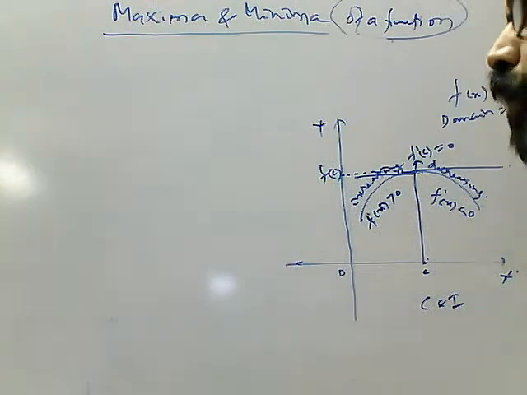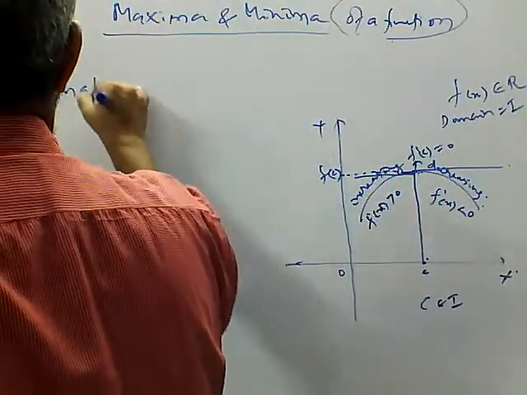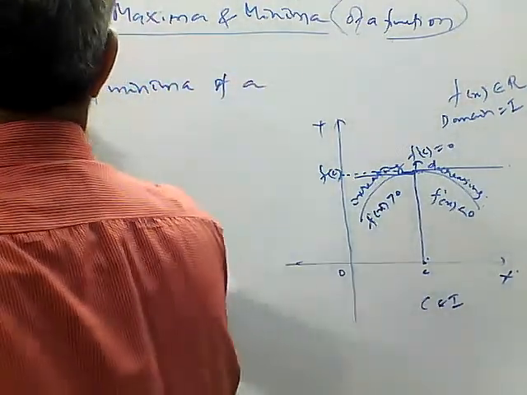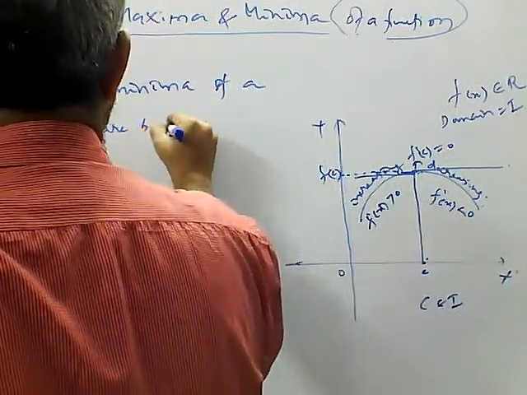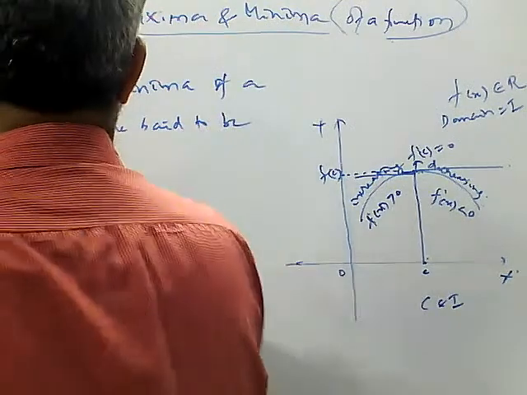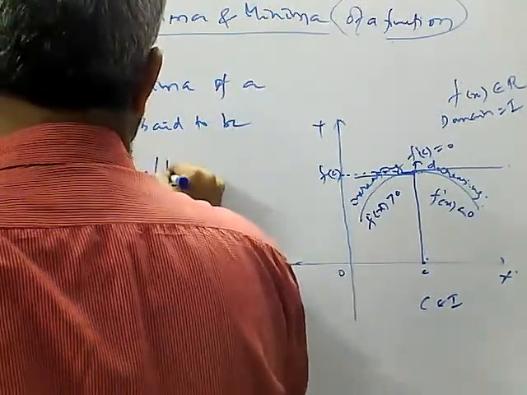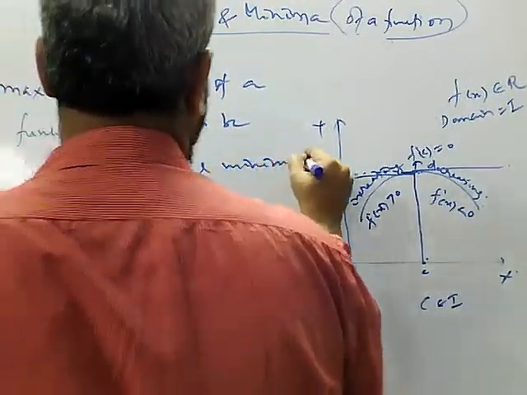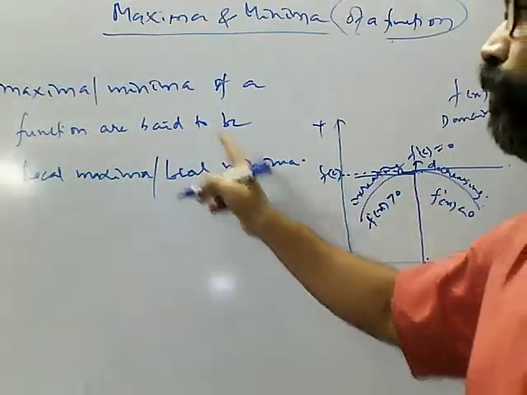Generally, the maxima or minima of a function are said to be local maxima or local minima. Local maxima or local minima is nothing but a shortcut, like how we call alcohol as alcohol. In the same way, local maxima and local minima are simply called maxima and minima.